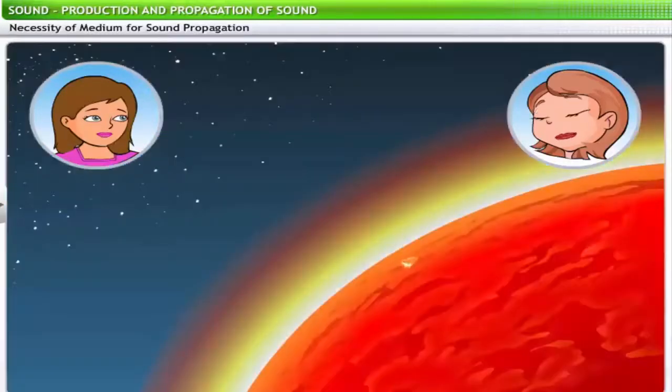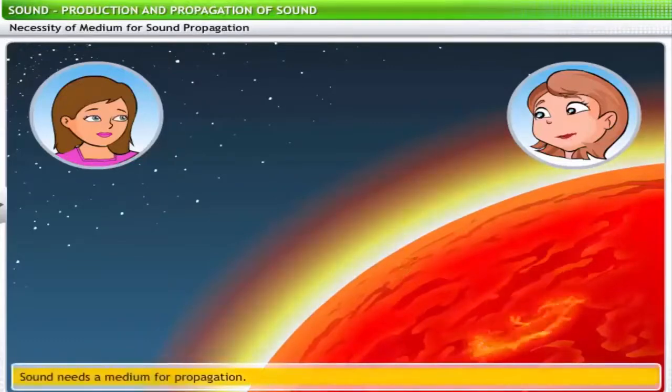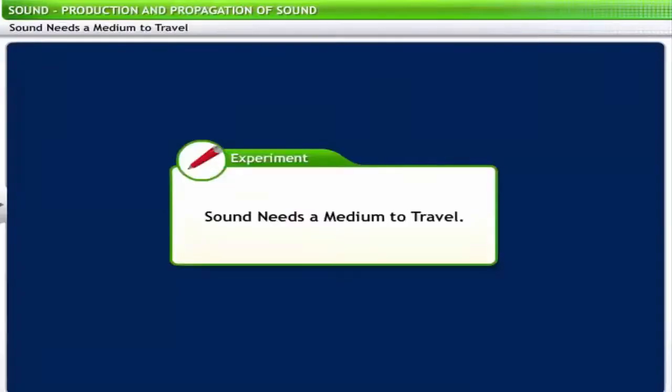We know that the sun is a huge ball of fire. The reactions of gases in the sun result in explosions that produce light as well as sound. Why do you think we are able to see the sun's light, but not hear the sounds of these explosions? Because sound needs a medium to travel. We just said that sound needs a medium to travel.